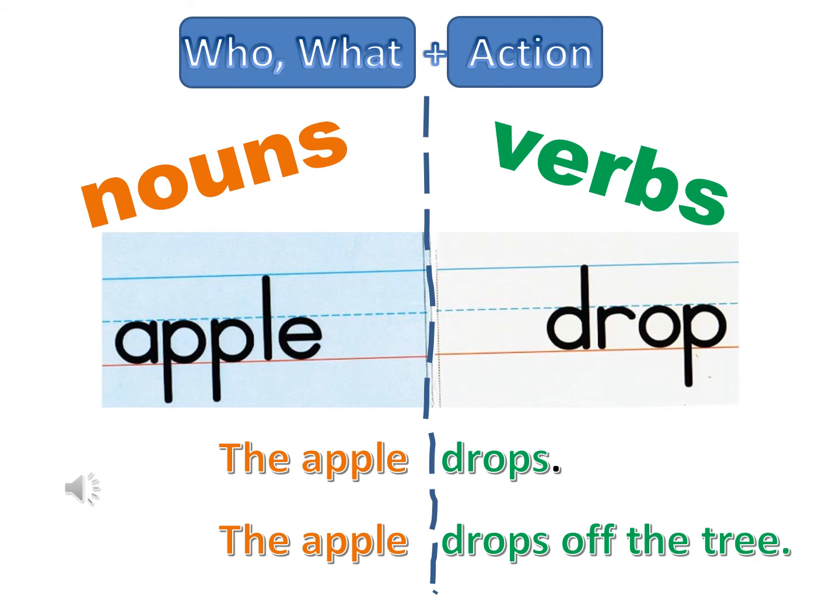Okay, you can see how I color-coded them, right? In both sentences, the apple is the first part. In the first sentence, the second part is just the verb drops. And in the second sentence, I added more. Drops off the tree. But you separate the parts in the same way. The first part tells who or what, and that's your noun. And the second part is going to tell you action that noun takes. Drops off the tree. That's the second part of a complete sentence. You need both parts.